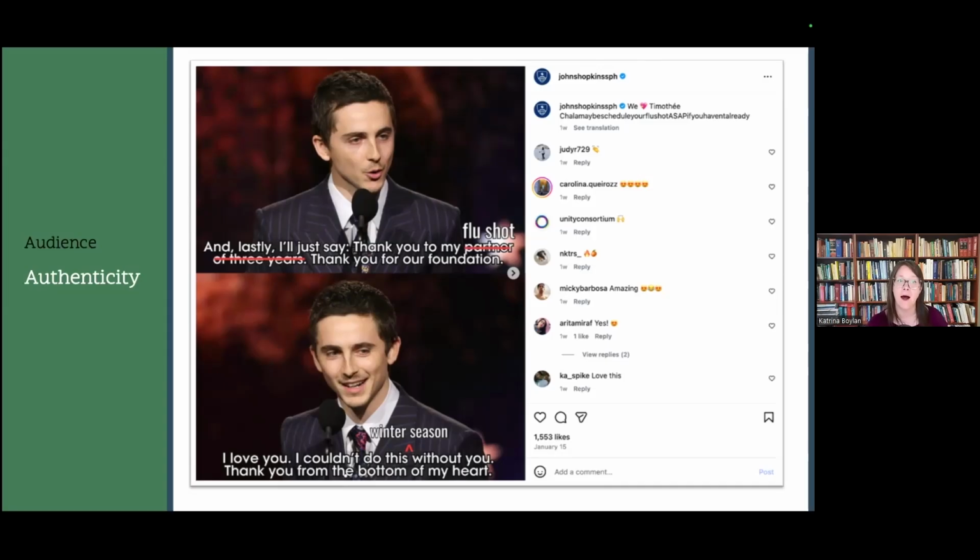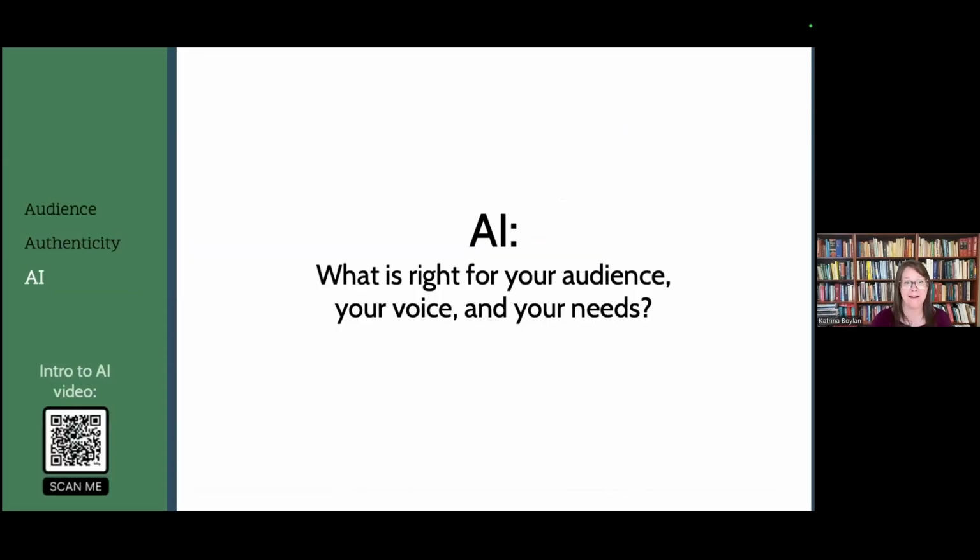So I, like you, have been more focused on authenticity for one reason, and that is AI. I think we're all highly aware of the role that AI is playing in our lives. But as it relates to communication, I think there's more to understand than what we might be seeing in the media. We don't have time in this presentation to go into a super deep dive into AI.